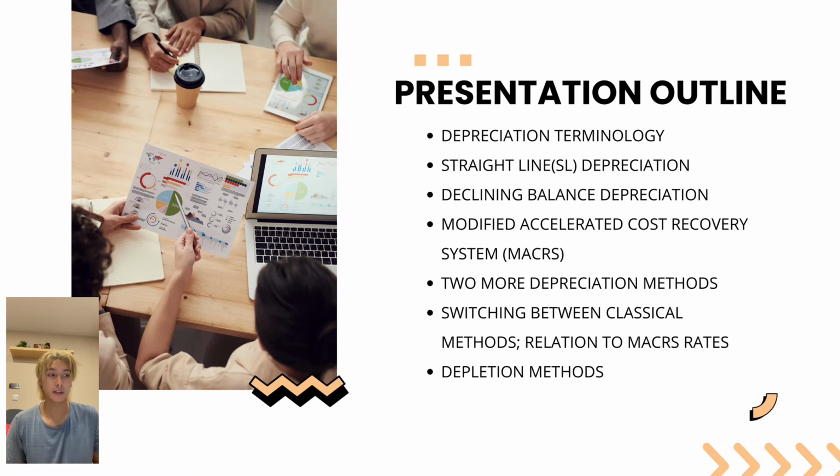Our table of contents has 6 chapters. First chapter is about depreciation terminology. Second, straight line (SL) depreciation. Chapter 3, declining balance depreciation. Chapter 4, modified accelerated cost recovery system or MACRS. Chapter 5 is two more depreciation methods. Chapter 6 is switching between classical methods, relation to MACRS rate, and depletion methods.